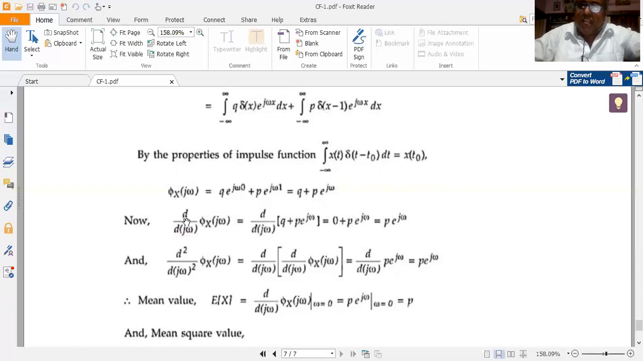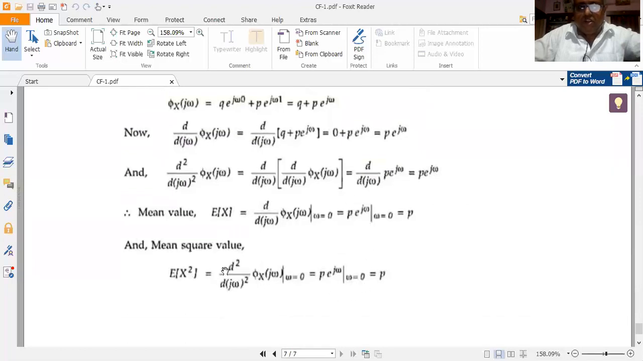So we again differentiate the first order derivative, d by d j omega of phi x of j omega, with respect to j omega. So I get d squared by d of j omega the whole squared of phi x of j omega. If I differentiate this with respect to j omega, again treat j omega to be equal to x for simplicity. So this would be p into d by dx of exponent x. D by dx of exponent x is exponent x. So that's why I get p into e to the power of x. So p e to the power of x, again put x is equal to j omega.